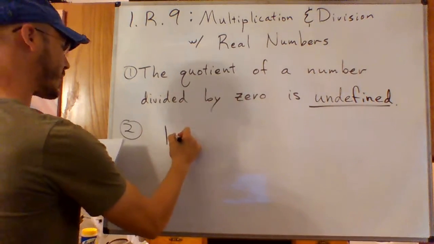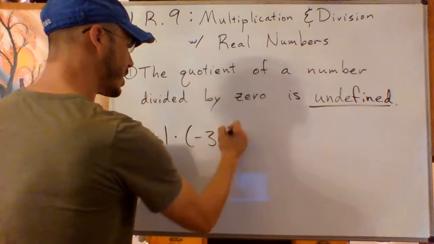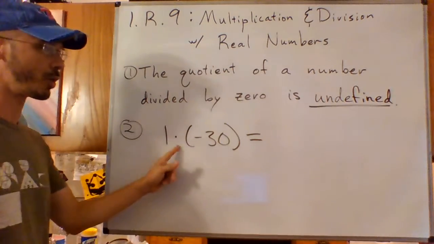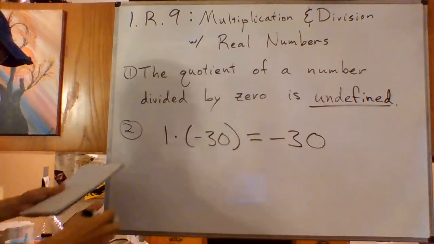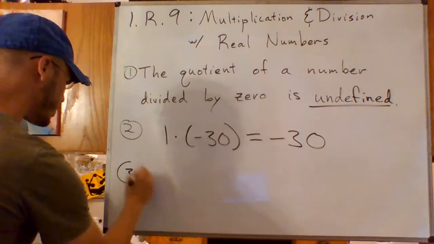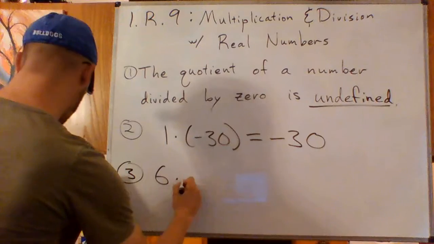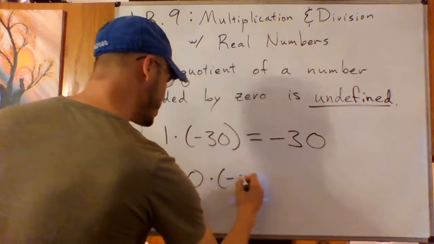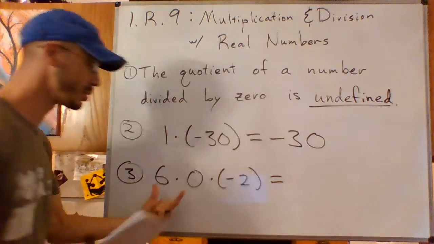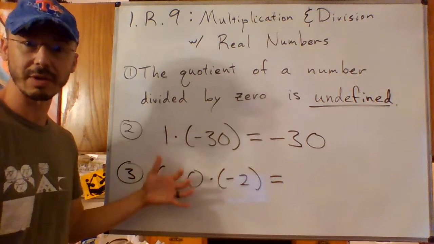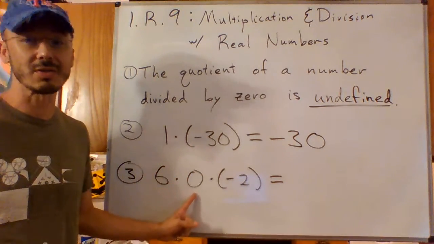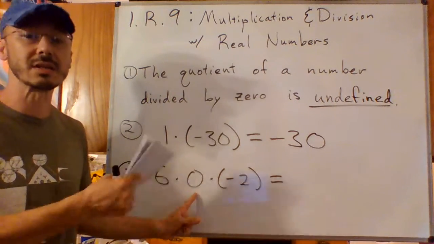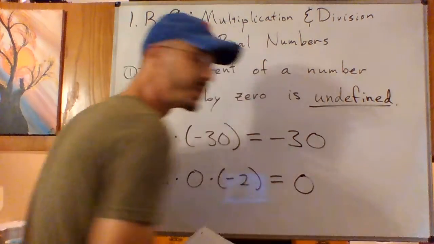For number 2, I got 1 times negative 30, and anything multiplied with 1 is just whatever that number is, in this case, negative 30. So there are some quick ones at the beginning. 6 times 0 times negative 2. Now, you can do the first two and then multiply that product by the third one, or just notice there's a 0 there. Whatever it is, it's getting multiplied by 0, so the result is going to be 0.